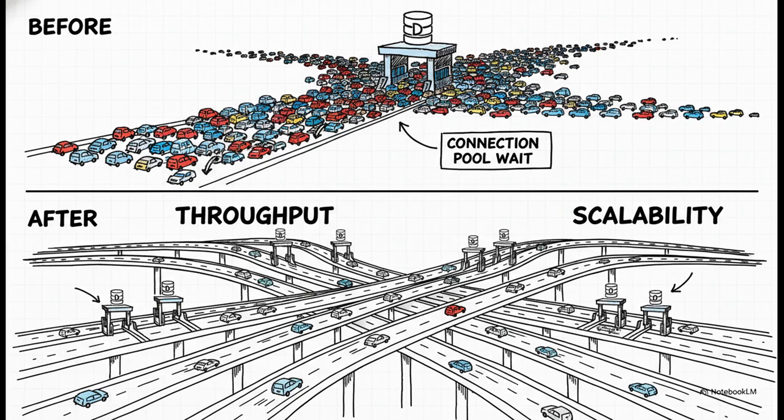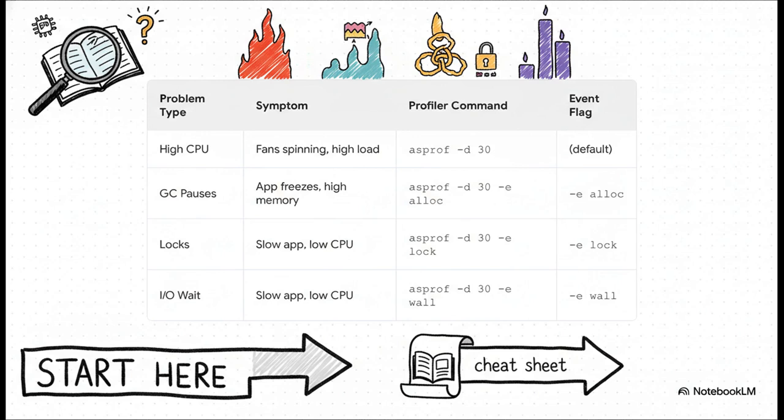It's pretty amazing. Okay, so let's wrap this all up in your official detective's cheat sheet. Here it is, the four main problem types, their classic symptoms, and the exact profiler command you'll need to generate the perfect flamegraph to catch them red-handed. This right here, this is your go-to guide for starting any performance investigation.